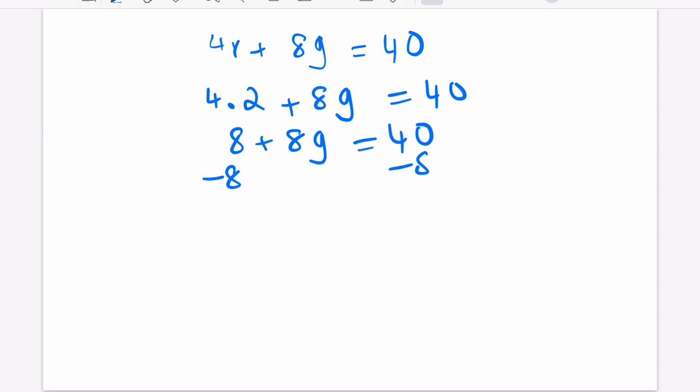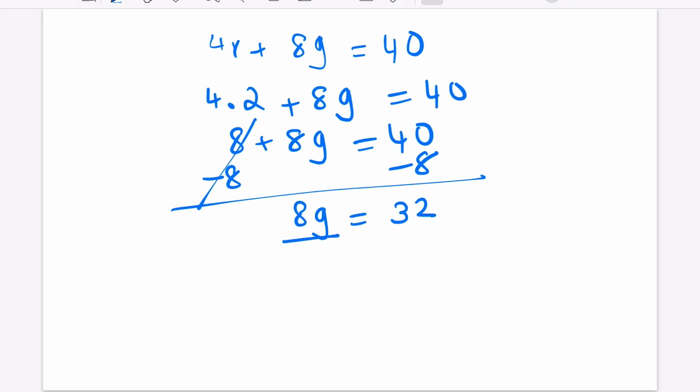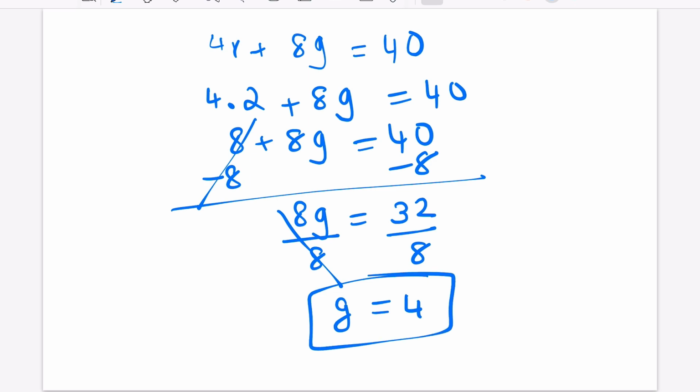Remove 8 on both sides. This gets cancelled out. So we are left with 8 times G is 40 minus 8, which is 32. And to find G, divide both sides by 8. So you're left with G as 32 over 8, which is 4. So the price of each unit of green apple is $4.